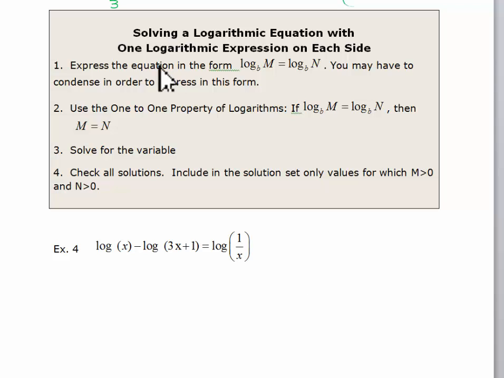Alright, so the first thing we want to do is get the equation in this form. So we're going to condense the left-hand side. So we have the log of x over 3x plus 1. I'm using the quotient rule, so the difference of two logs is a log of a quotient. That's equal to the log of 1 over x. Now this would be my m, and this would be my n. So I set x over 3x plus 1 equal to 1 over x.